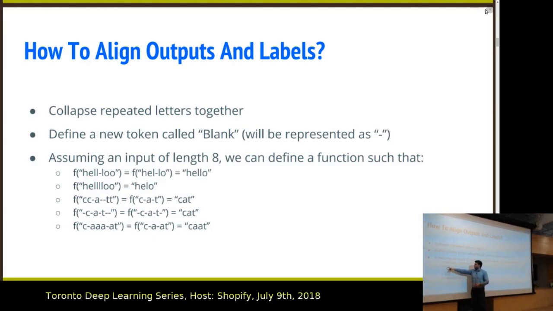At the same time, if we get HE with 4 L's and then 2 O's, the repeated characters collapse. And so we end up with a single L and a single O. Clearly not what we want. The same thing goes for this example. Here we collapse the repeated letters and then we remove the blanks. Finally, you see the pattern in there.